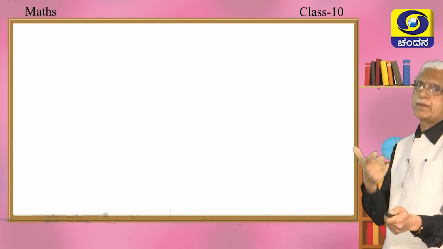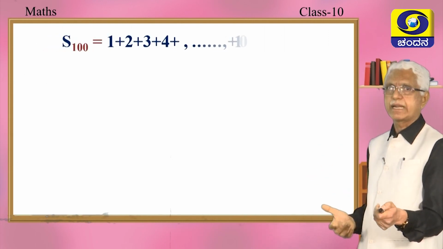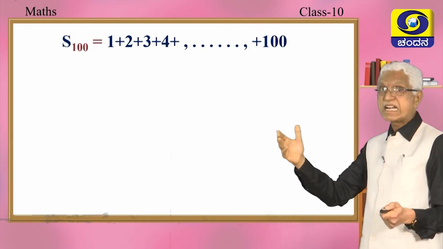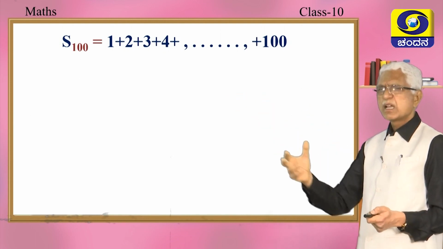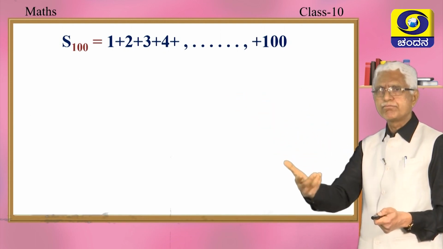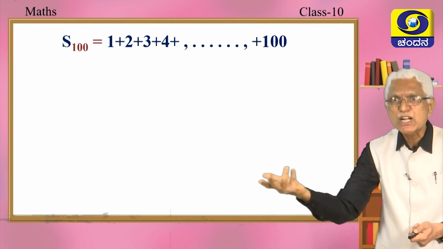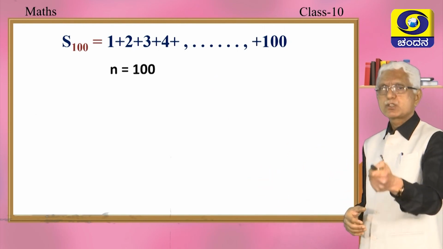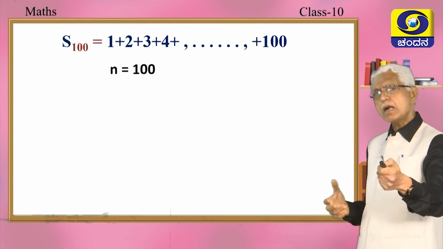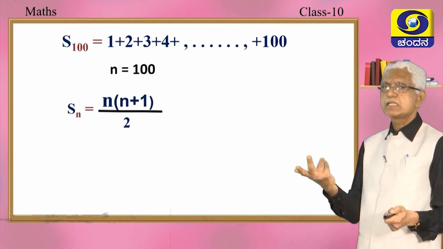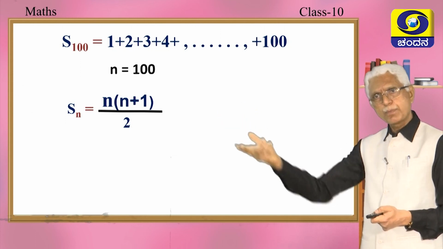Now, I am sure you will be able to understand the problem that we were considering. I want to find the sum of 100 natural numbers, 1 to 100. By now, I am sure you will be jumping up. Sir, 100 into 100 plus 1 by 2. Great. So, here how many terms do you have? 100 terms. What is the formula you are going to use? n into n plus 1 by 2.